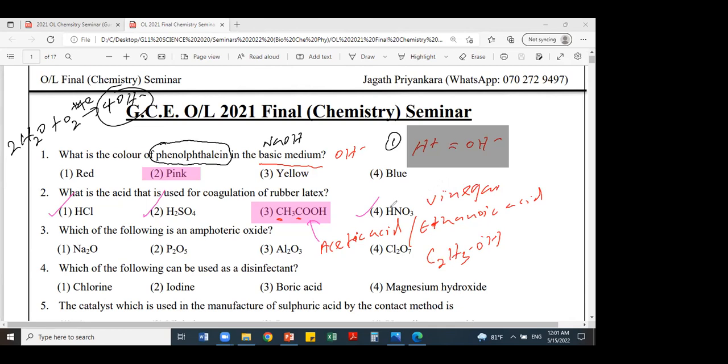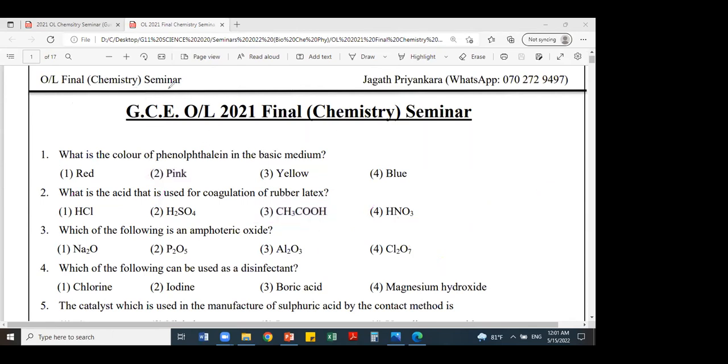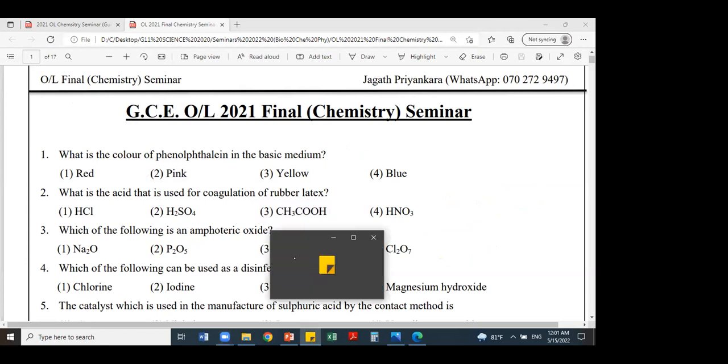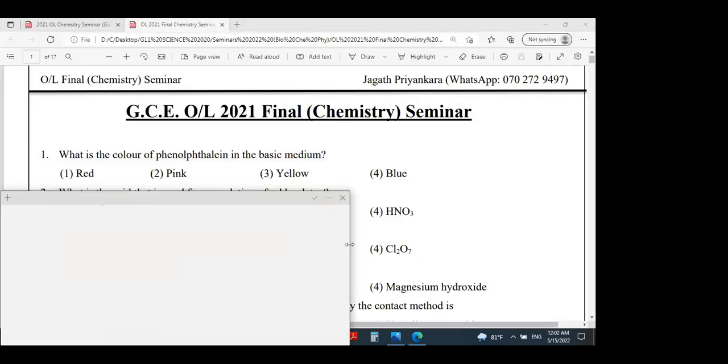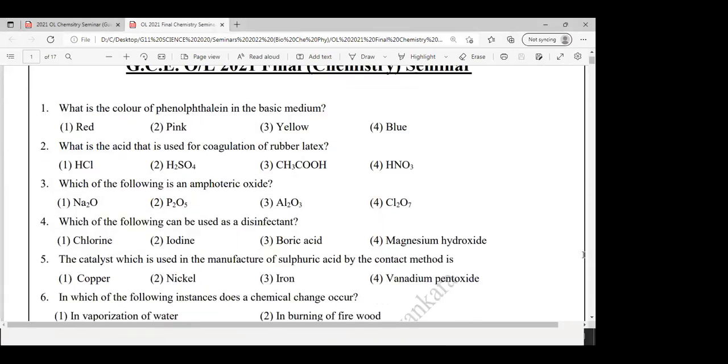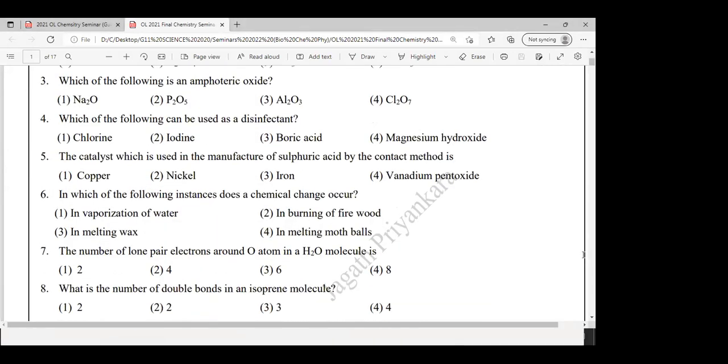Question number 3. Amphoteric oxide. Oxides can be classified into 4 types. What are the 4 types of oxide? Acidic oxide, basic oxide, neutral oxide, and amphoteric oxide. Most of the chemistry questions in the new syllabus, recent O/L past papers, ask about this, the nature of acidic oxides. If you don't know, write it quickly. I'll give you a summary of these 4 types of oxides. Okay.